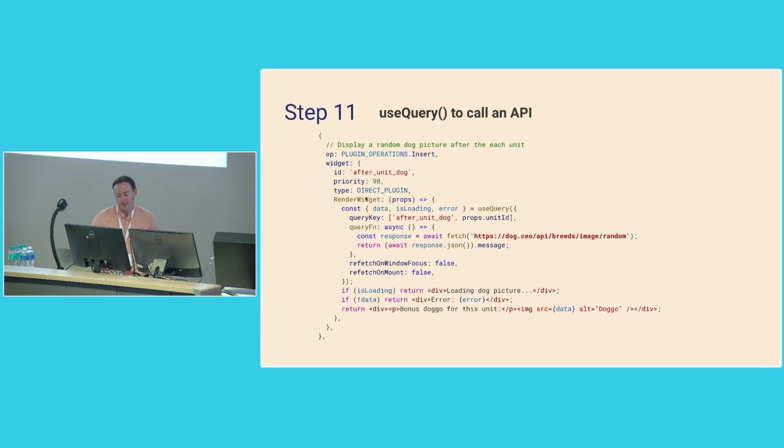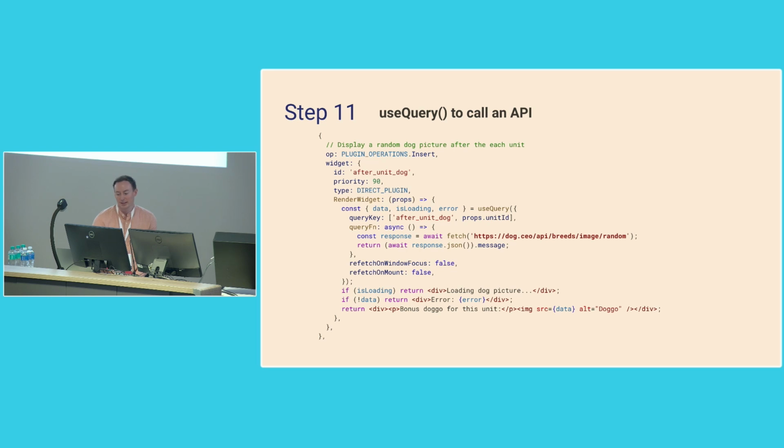So the first few lines are all the same as you've seen before. We're going to do an insert operation. The ID will be called after unit dog because we have a dog picture. Priority will be 90, so it will appear at the very bottom. And then here's the React code for our plugin. And again, the details of this aren't super important. If you're interested in learning React query, that would be a whole other workshop.